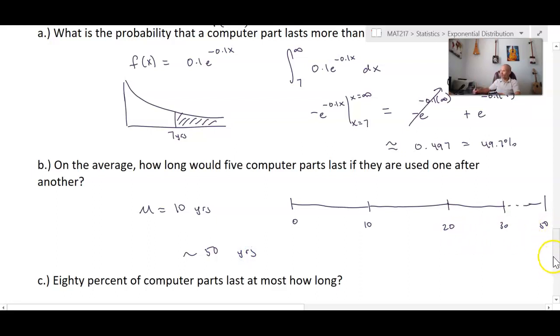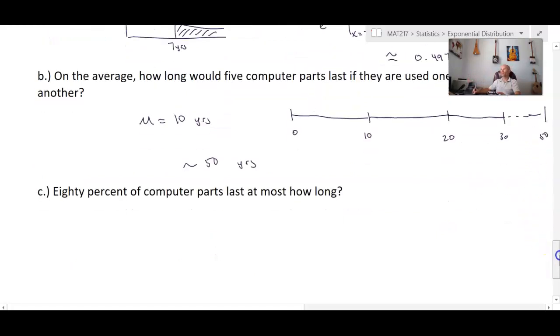Now, that's just an average, but we can't do better than that. We can just say, well, if the average is 10 years, then if I use one until it's broken, and then I use the next one, and the next one, and the next one, I should be able to get by with 50 years worth.